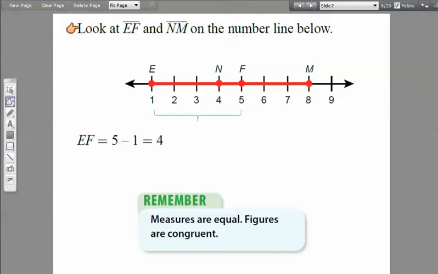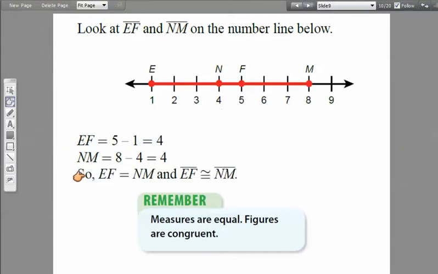Now what I want us to do is look at segment EF and segment NM on the number line. First, we have from E to F. Okay, so the distance from E to F is 5 minus 1 equals 4. So it's 4 units from E to F. Now we're going to look at segment N to M. Notice that N is 4, M is 8, and they just wrote it down here, 8 minus 4 equals 4. Okay, so EF is 4 units long, NM is 4 units long.